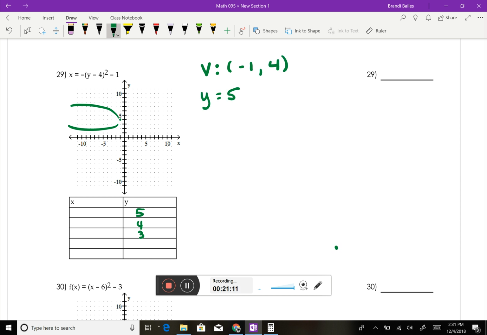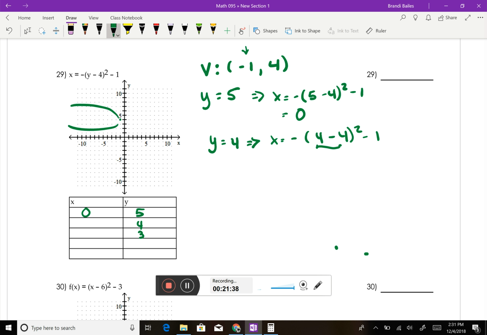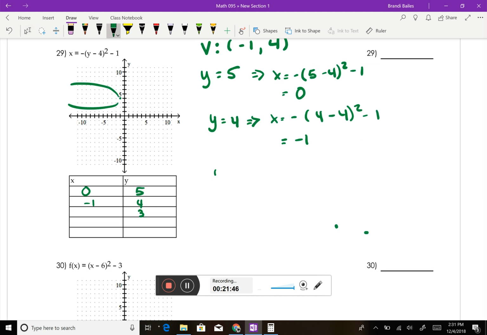And let's try y is 5. Well, if y equals 5, that gives us x is equal to negative, 5 minus 4 squared, minus 1. That's 1 squared, which is 1, minus 4 is 0. Okay, so that's what we're doing, we're getting the correct values. So x is equal to negative 4 minus 4 squared minus 1. These will give me 0. So negative 0 still doesn't matter. Now I'll go directly to negative 1 like we hoped it would. And let's try y is equal to 3.